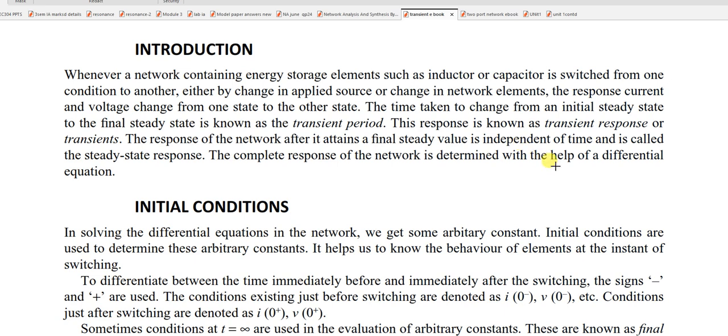The response of a network after it attains the final steady state value is independent of time and is called the steady state response. And the complete response of the network is determined with the help of differential equations. Let me explain with an example.